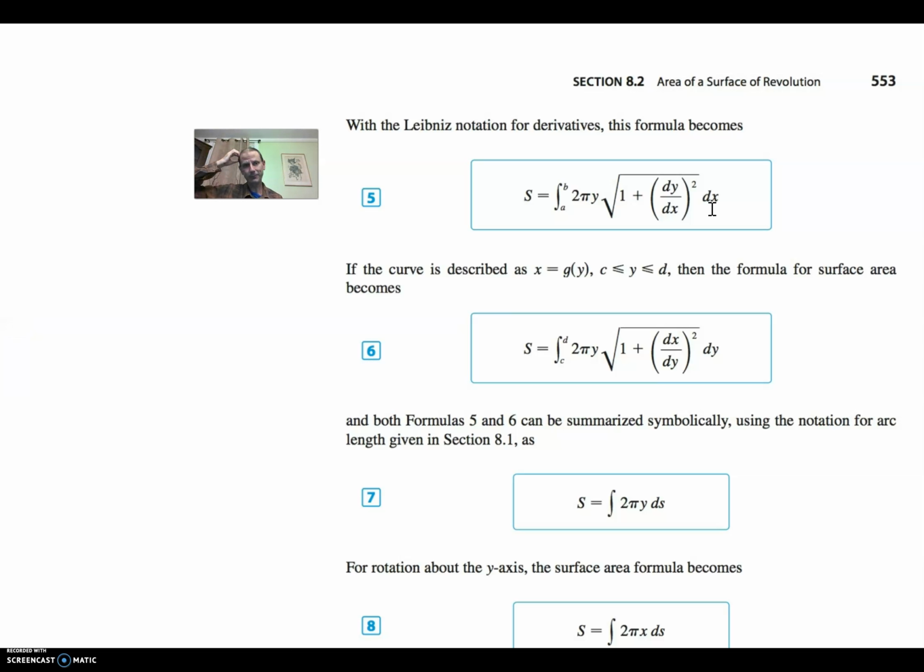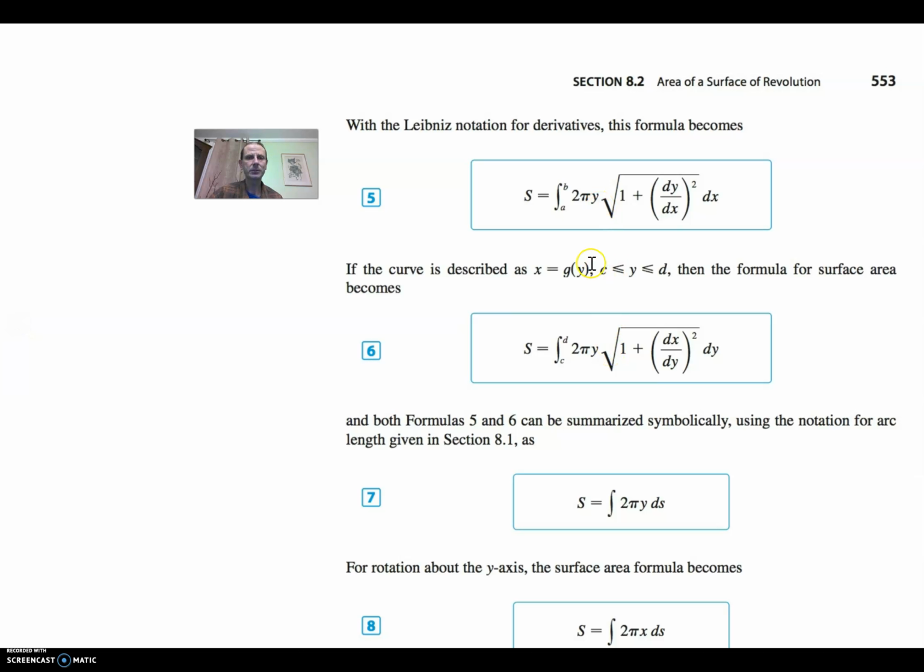Now, if for some reason you have x as a function of y, the exact same formula still holds, because this expression here, the square root of 1 plus dy dx quantity squared dx, actually equals the square root of 1 plus dx dy quantity squared dy. So this same formula will hold if we have x as a function of y. Here y is a function of x, here x is a function of y.